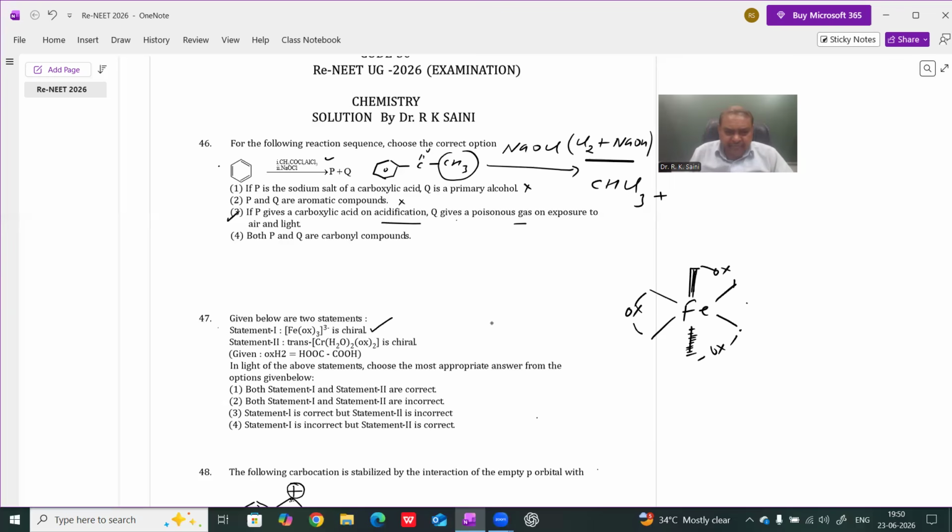In the other case, chromium. The trans form of this complex possesses a plane of symmetry. And we know that if the trans form possesses a plane of symmetry, then it is optically inactive and not chiral. Therefore, the second complex is not chiral. Hence statement first is correct and second is incorrect. The third option is clear.